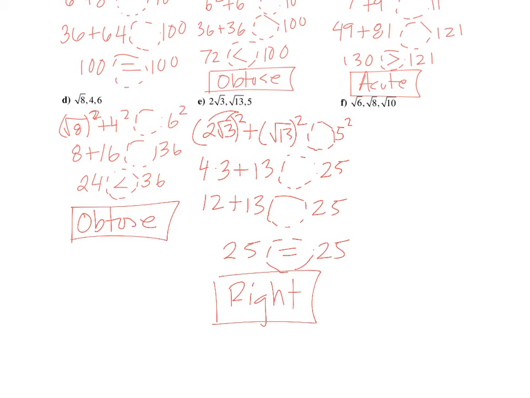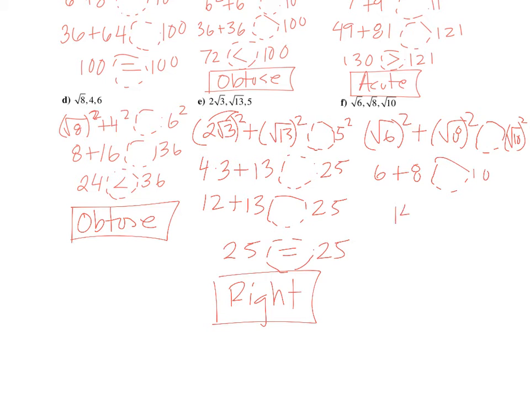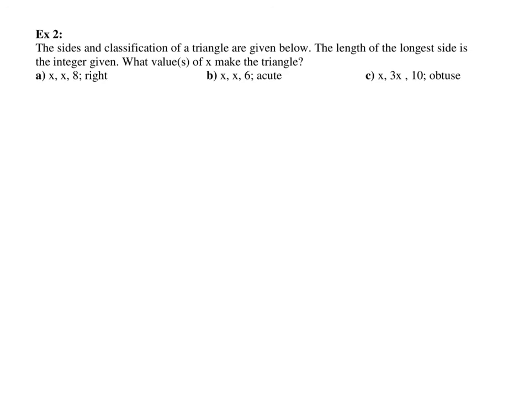And let's do one more. So I have square root of 6 squared plus the square root of 8 squared is something to the square root of 10 squared. So I have 6 plus 8 is something to 10. So I have 14 is something to 10. And that's greater than. So a squared plus b squared is greater than c squared, which makes this an acute triangle. Done.